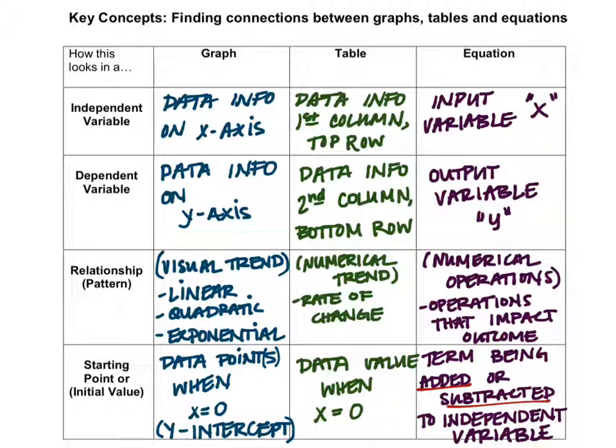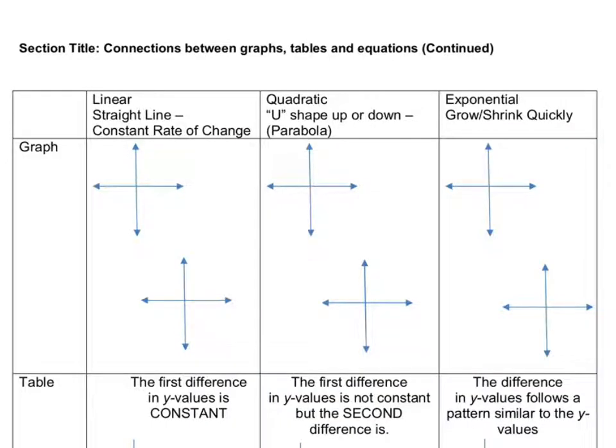Please flip this over to take a look at the back side. So this is still working with the connections between graphs, tables, and equations. And we're going to take a look at 3 different types of models. So the linear model, which would give us a straight line and a constant rate of change. The quadratic model, which is a U shape that would be either shaped up or down. We also call this type of a graph a parabola.